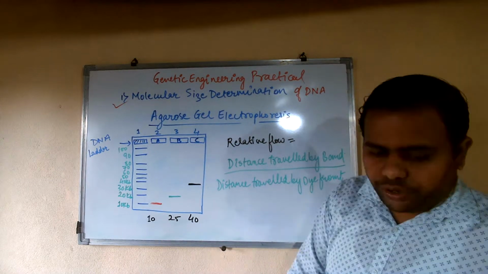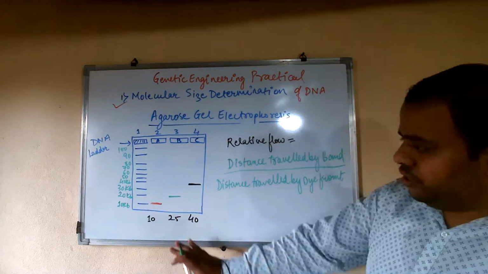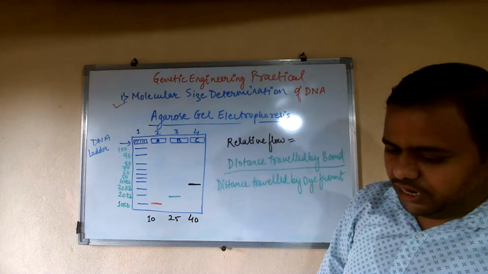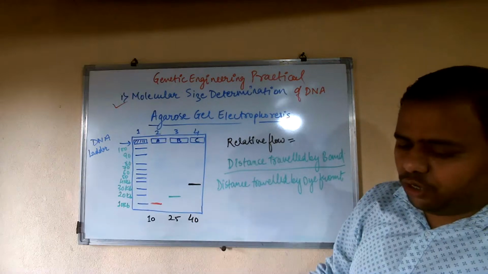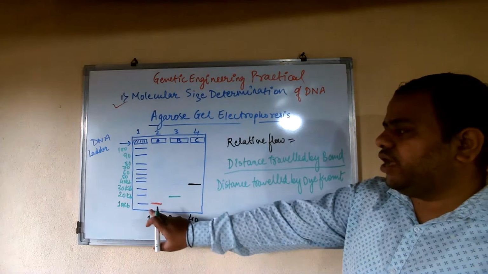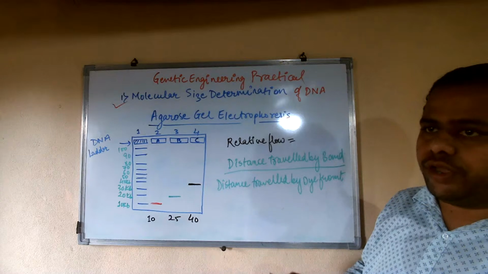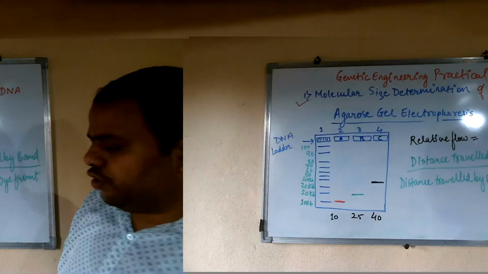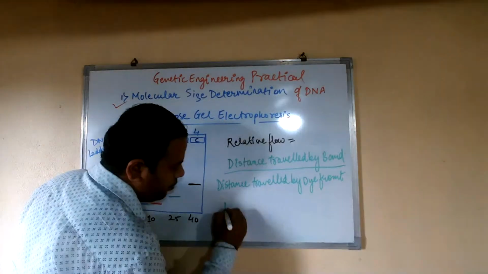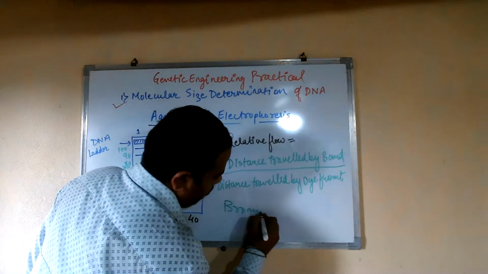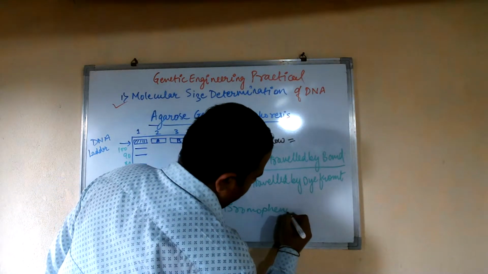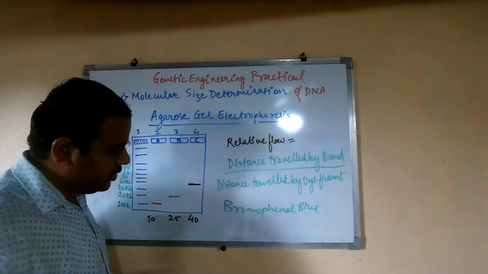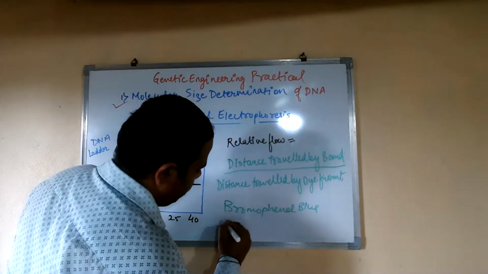Remember, when agarose gel electrophoresis is done, there are two dyes in it. The two dyes are going to form a front here. Generally the two dyes that are used are, first, bromophenol blue, and second, xylene cyanol.